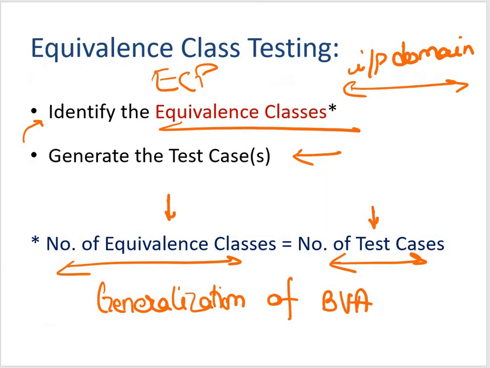And for that sake we moved to equivalence class partitioning, or equivalence class testing, where we said that we can reduce the number of test cases, and now the number of equivalence classes will be equal to the number of test cases. So we were able to reduce these test cases drastically.